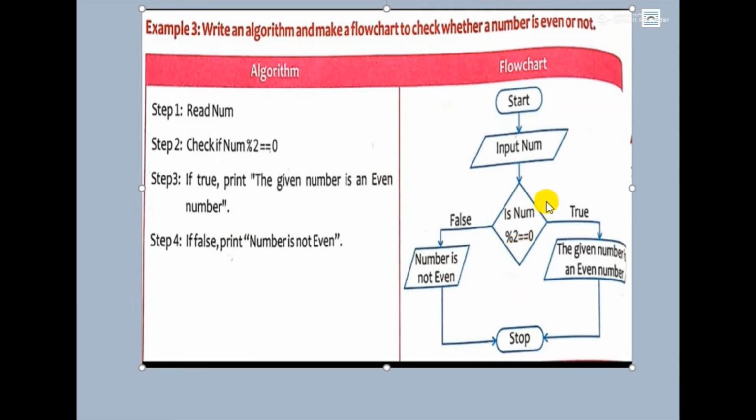If the condition is true, then the output of this flowchart will be the given number is an even number, and then the control will move to the stop box. But if this condition is false, then the control will move to the false section, and the output box is displaying the information number is not even. Again the control will move to the stop box. So this is the flowchart of this algorithm.